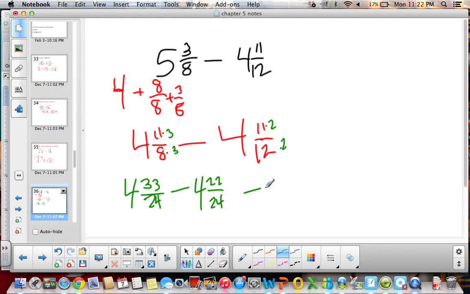4 minus 4 is 0. We don't need to write the 0 because we have fractions that go along with it. 33 minus 22 is 11. So it would be 11/24.